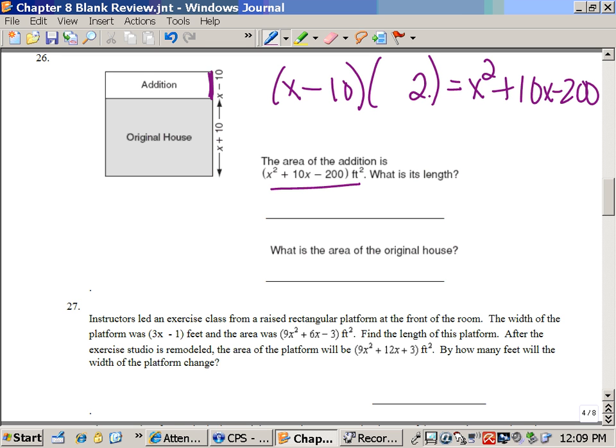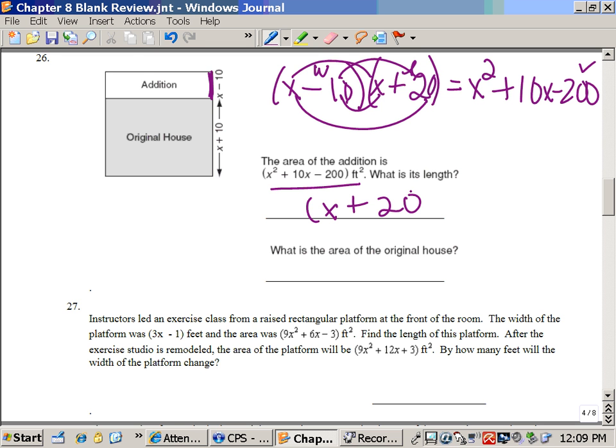So I know x minus 10 times something is supposed to equal x squared plus 10x minus 200. Well, this has got to be a 20 because 10 times 20 is 200. They need to add to give me a positive 10. That means this needs to be x plus 20. That gives me my 200. That's x squared. And if you add those together, it gives me 10x. So this is the width, and the length is going to be x plus 20.